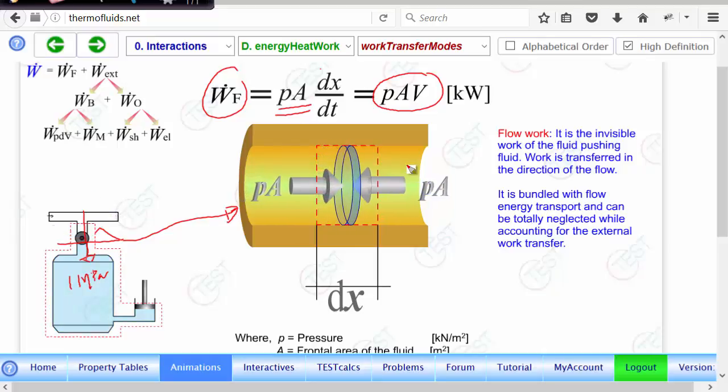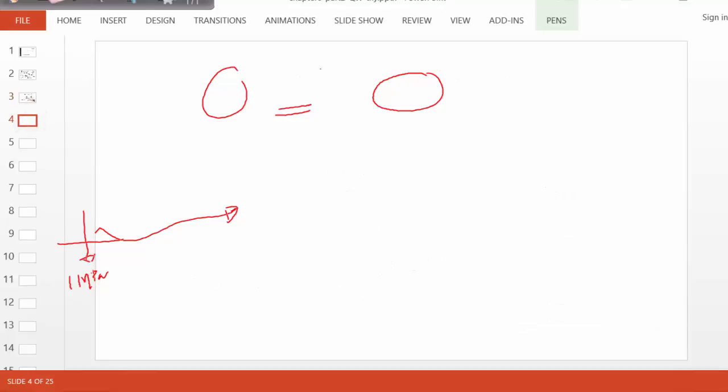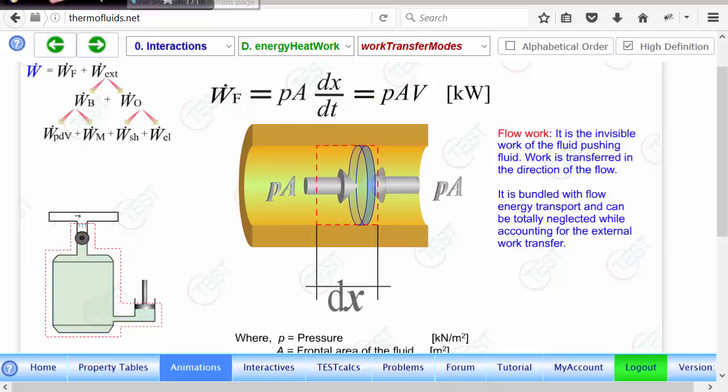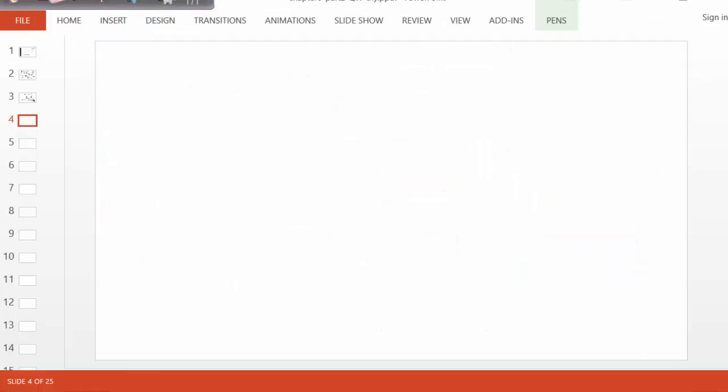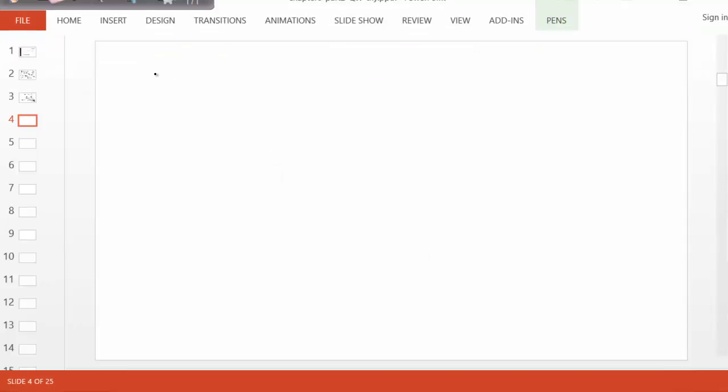Well, to summarize, let me erase the screen, I forgot to do that. To summarize, I'll just draw a system and introduce what is known as the sign convention. So first let me talk about the sign convention, then I'll give an example.